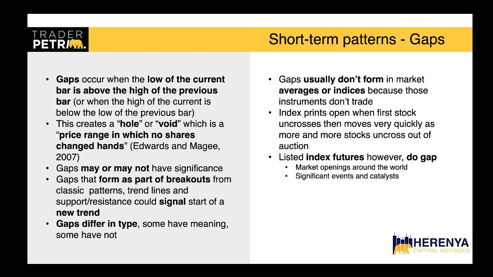Index futures, however, so Dow futures, S&P 500 futures, Aussie futures, DAX futures, whatever it is, they do gap because they are tradable instruments. They gap for a number of reasons: significant events, catalysts, or markets opening all over the world. These gaps are basically interpretations of what happened overnight, and that is built into the price. We can then use those gaps to give us signals to potentially take trades.